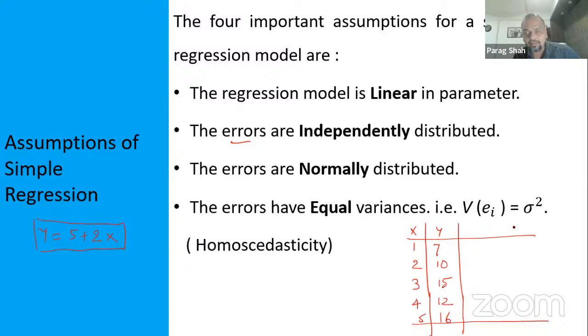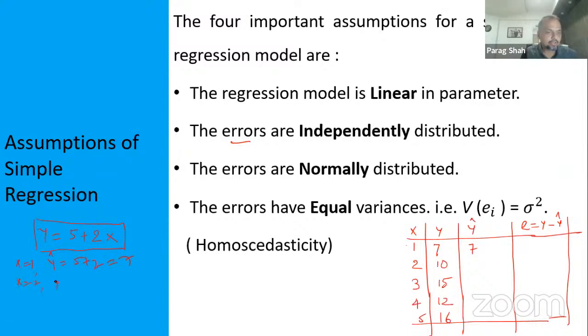Now I can find the error, because what is error? Actual value minus estimated value. Actual minus estimated. What will be your estimated value? Substitute x is equal to 1. When I take x is equal to 1, my model is giving me the estimated value 5 plus 2, which is 7. If I substitute x is equal to 2, my model gives 9. When I take x is equal to 3, my model gives me 11. When I take x is equal to 4, it is 8 plus 5, 13.